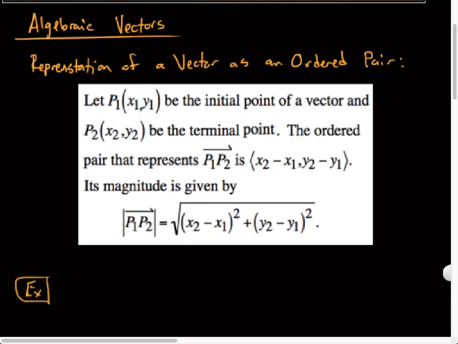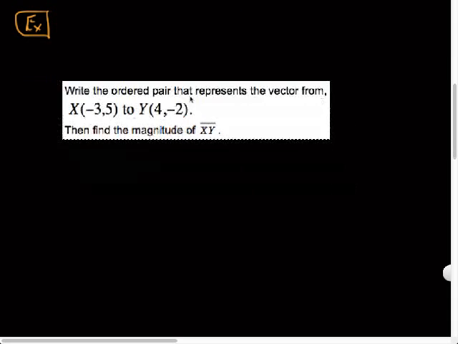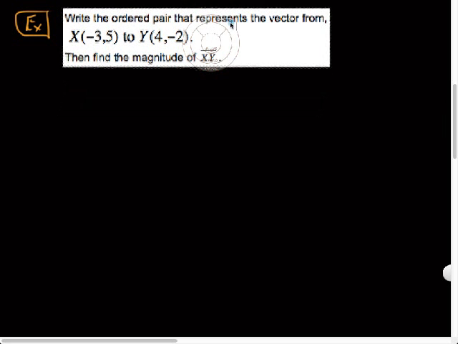So let's do a little example with this. Here's our example. You don't have to write down all these words, but we do have to write the ordered pair that represents the vector from x to y. Then find the magnitude of xy. And actually, I should put the little harpoon symbol on that.